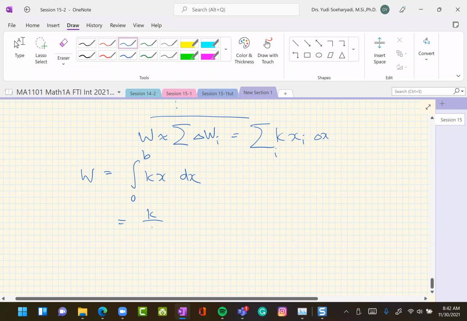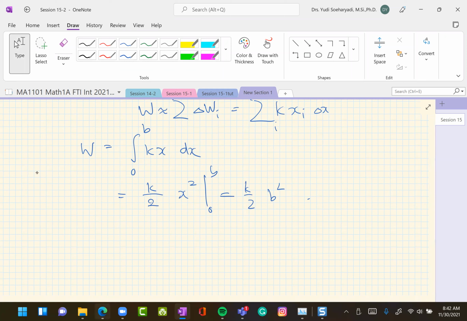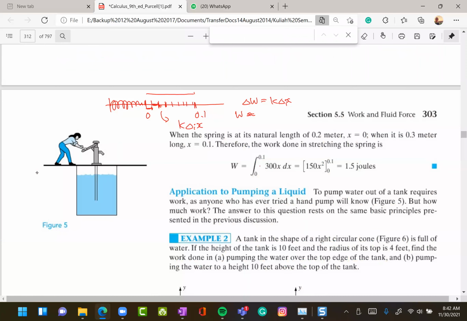So what you get here is k over 2 times x squared. That looks like the formula, k over 2 is this. That's the idea of this work with the spring. So this is what you get.